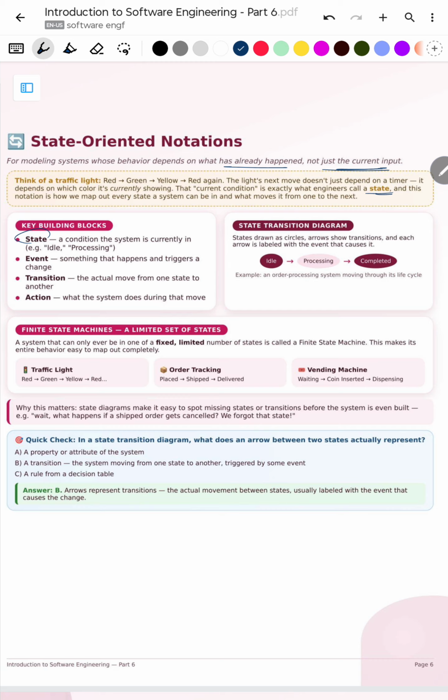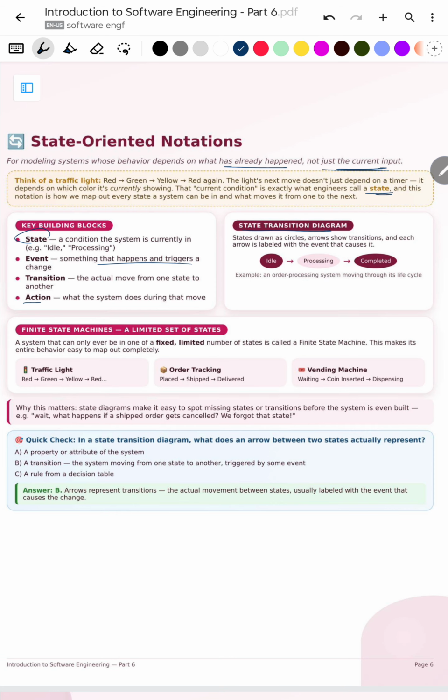So state is a condition that the system is currently in, idle or processing. Event is something that happens and triggers a change. Transition is the actual move from one state to another. Action is what the system does during that move. Very simple, straightforward, works itself.